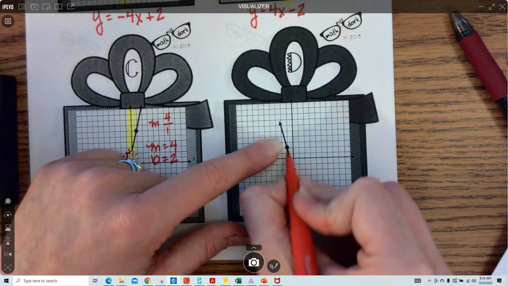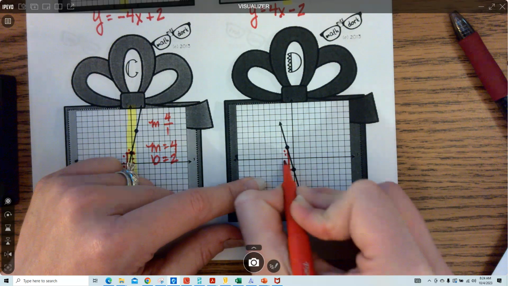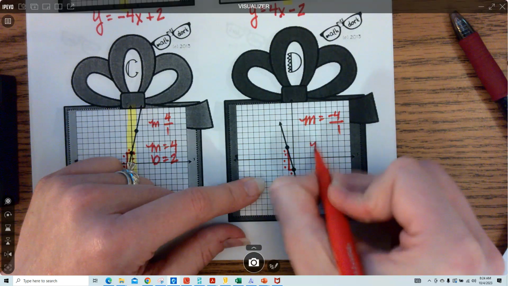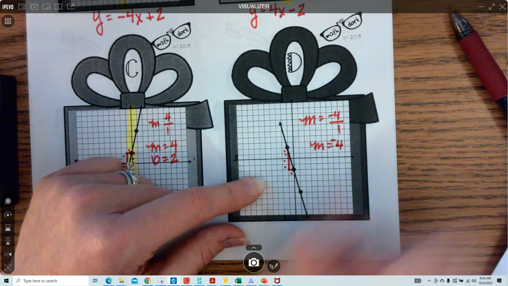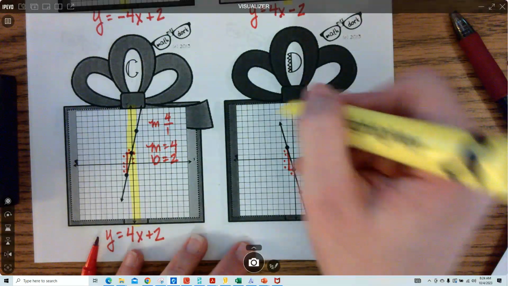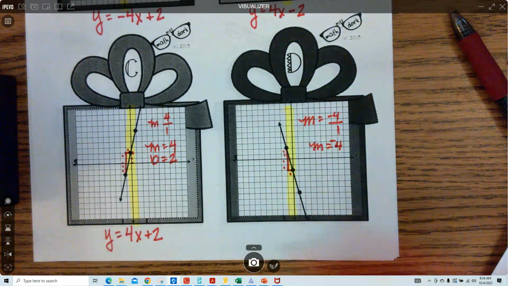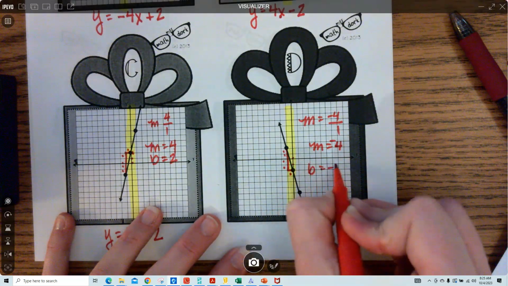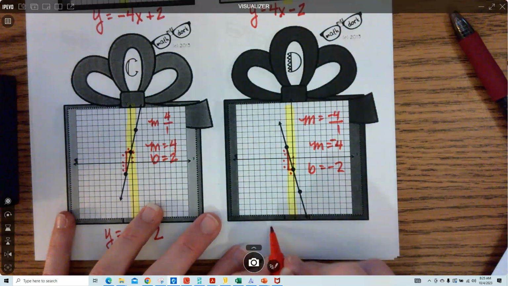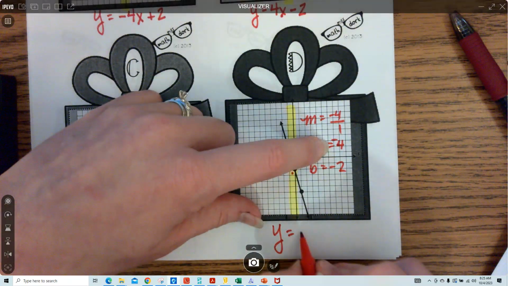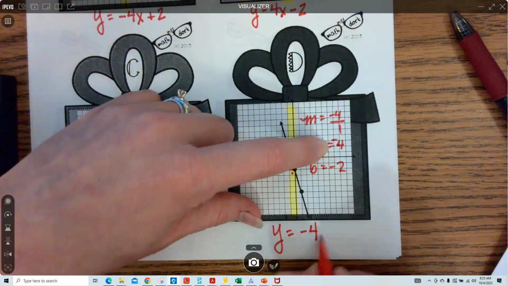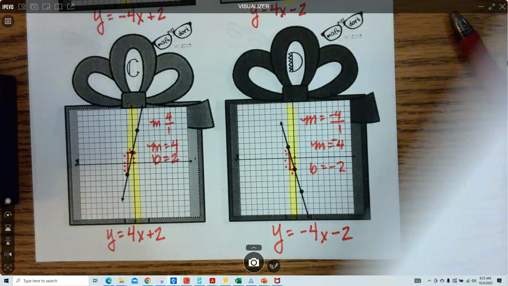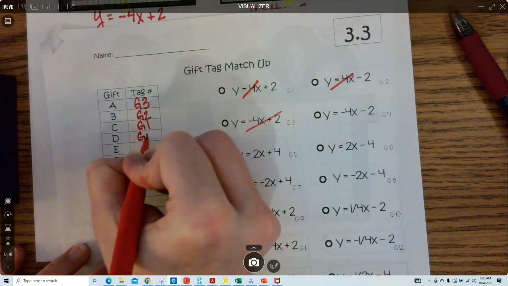So you can probably guess what D is going to be. So from here to here, I'm going to go down and over. I'm going down 4 over 1. So that's a -4. Y-intercept, if I start at the origin, I'm going down 1, 2. So that's a -2. So y equals, slope comes first, so -4. Tack on the x, and then the y-intercept. And that one is G4.